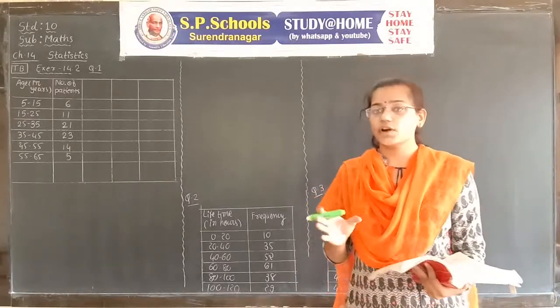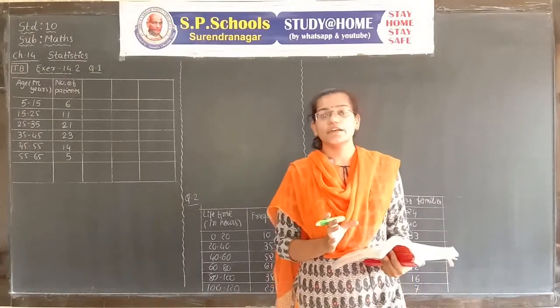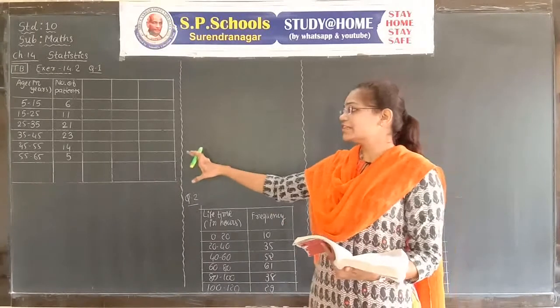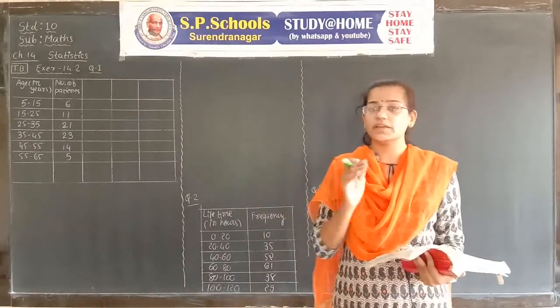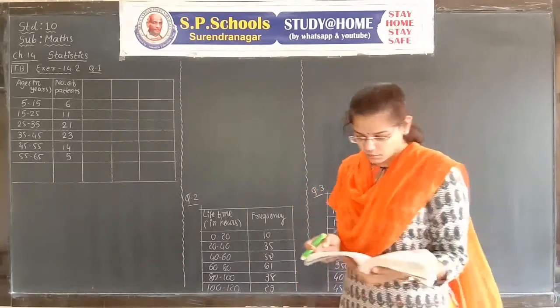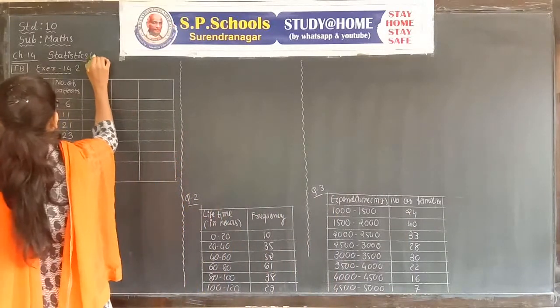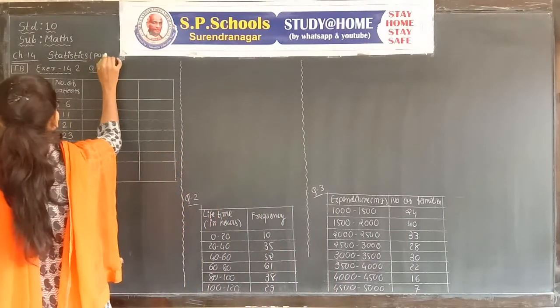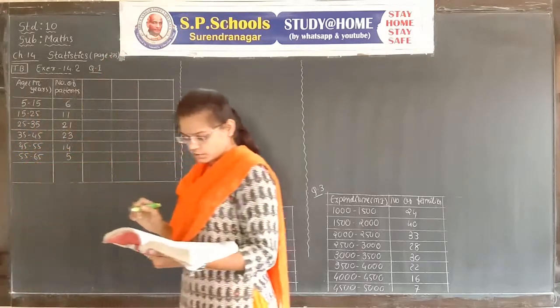Exercise 14.2 is a mix of mean of grouped data and mean of ungrouped data. In the first one I will discuss both mean and mode, but for the next questions you should try to find the mean yourself. The first one, see the question on your page number 275. Exercise 14.2, the first question.